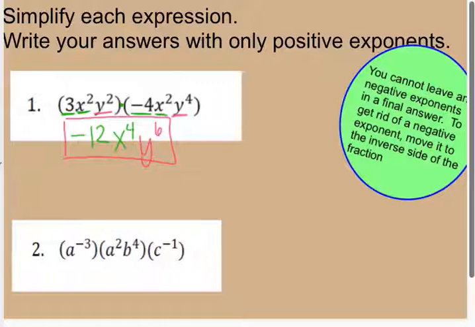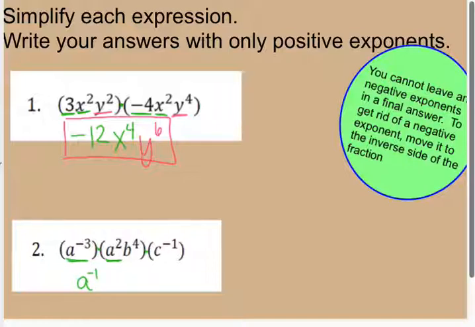Okay, moving on to example 2. Once again, right away, I would notice that we are multiplying everything here. So I would multiply all the common bases. The common base for this one, anybody who has an a. So I have a to the negative 3rd times a to the 2nd. Well, that's going to give me a to the negative 1. Negative 3 plus 2 is negative 1.